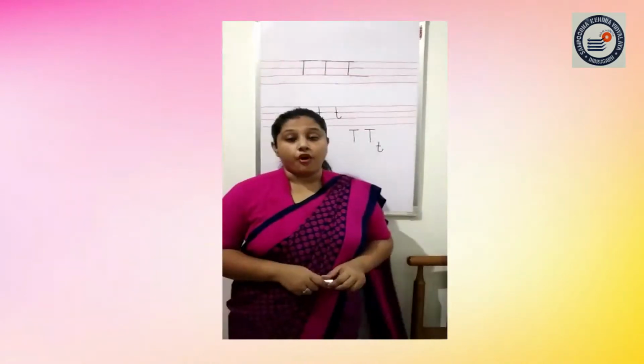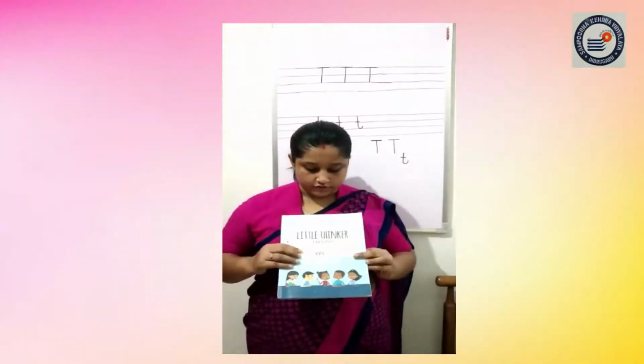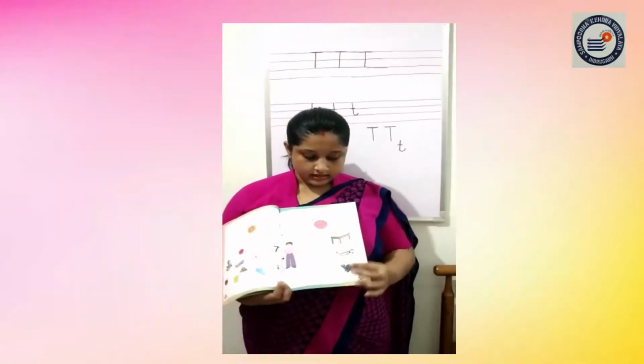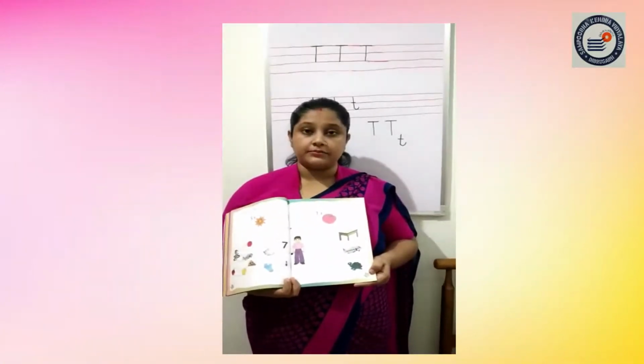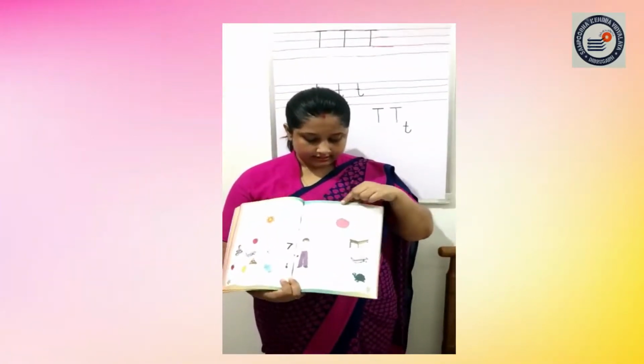I hope you all understood how to write the big letter T and the small letter T. Now everyone take out your Little Finger English book. Take out page number 25 and we can see here.